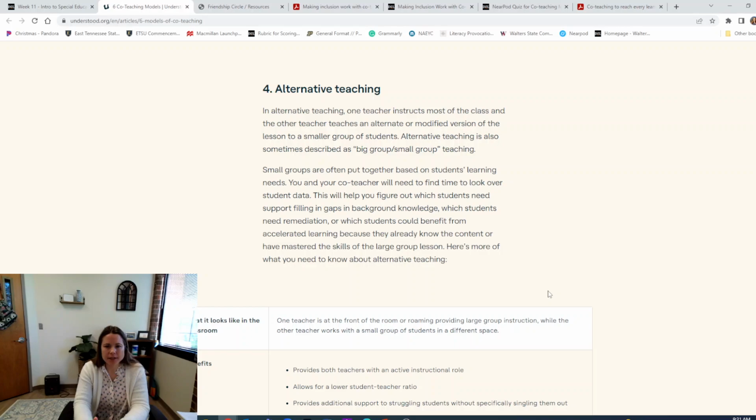The next one is alternative teaching. This is where one teacher is going to instruct most of the students, so mostly whole class. And then the other teacher may take a small group of students and modify the instruction, right? So it's really going to look like big group and small group teaching. Both are responsible for students, but the students are getting it in a different way. This would be beneficial if you have some gaps, where students maybe have a learning disability or aren't getting the content in their core block area. That would be a good time to pull those students, okay?